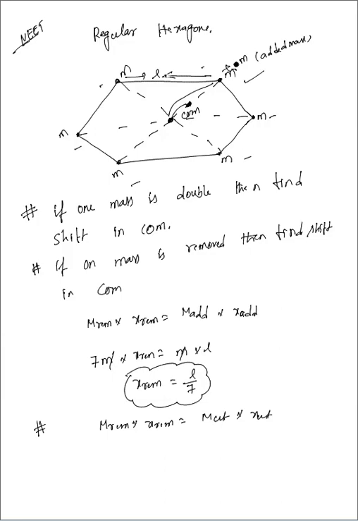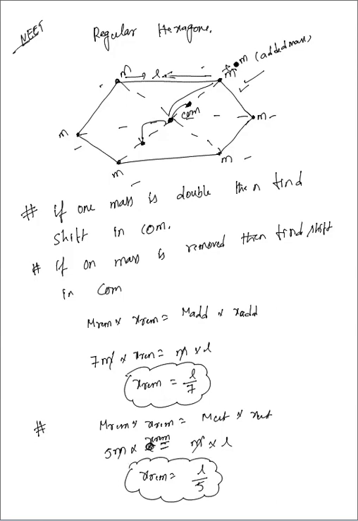M remaining is nothing but 5 masses into x remaining. At the distance we removed from the center of mass, again L, we need to calculate x remaining, equal to m cut, which is m we removed, at x cut distance L. M will get cancelled. Therefore x remaining is L by 5. In which direction it is removed? It shifts in this direction, where more mass is there now; the center of mass is going to shift in this direction.